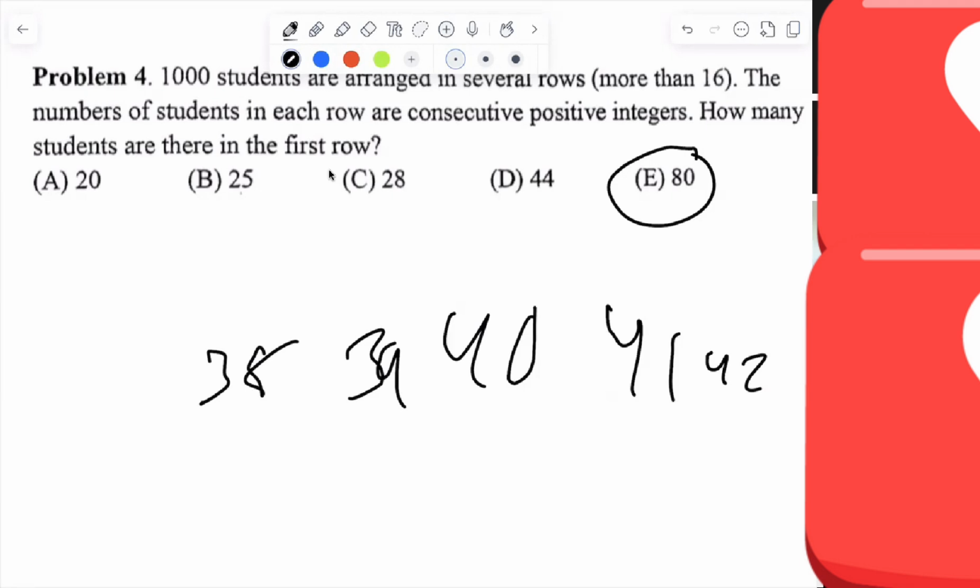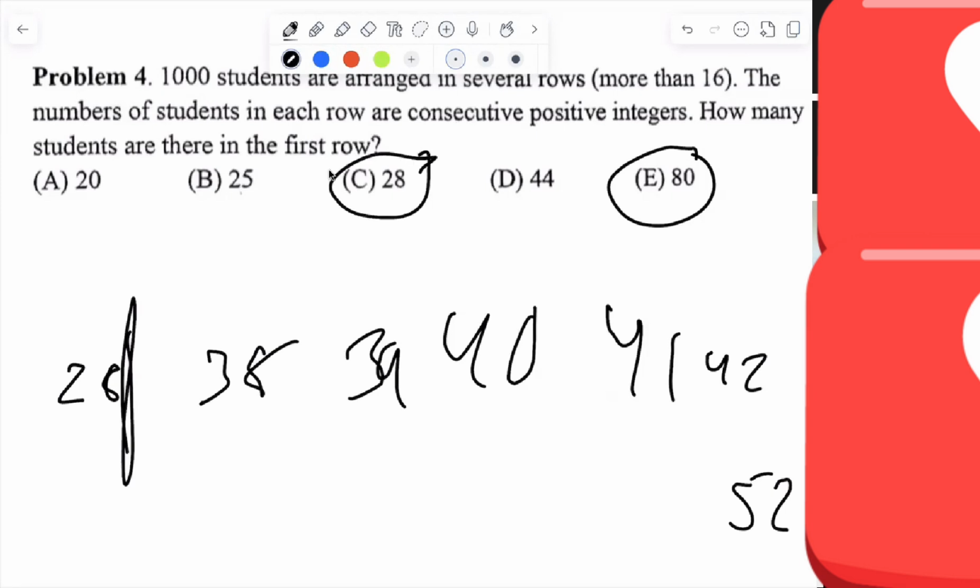And then if you're not sure where it's going to be, you can just test out small values and you can see where the first and last integers are. In this case, since there's 12 on each side, 40 minus 12 becomes 28 on one side, and on the other side it's going to be 52. But since we want the first row, we get C is 28.